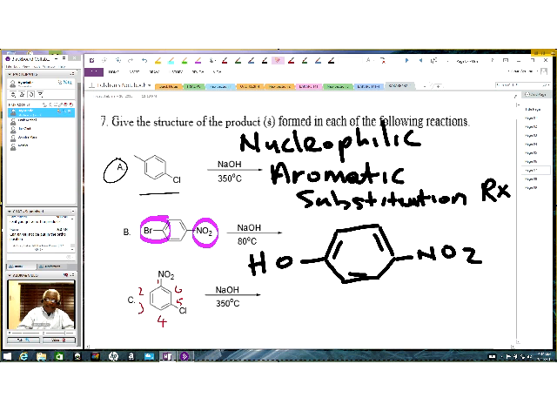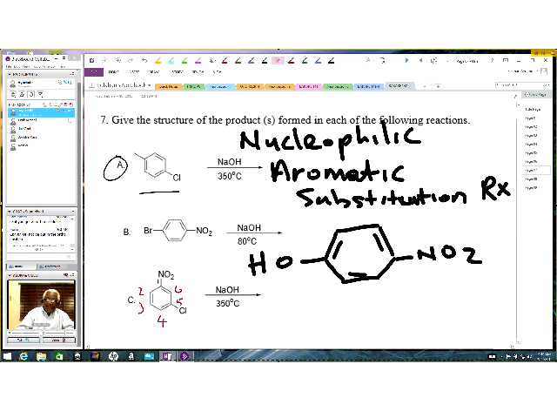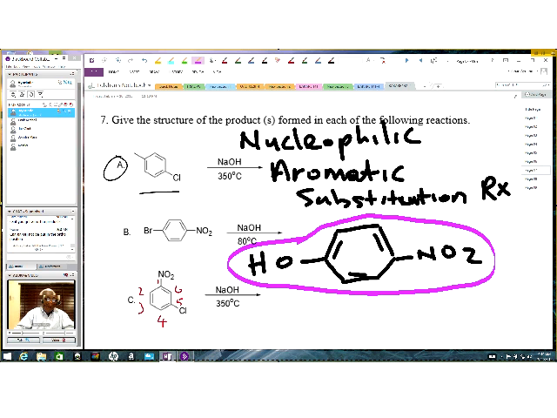So in this particular instance, the product of this reaction is this here. So take all of this out. So the product of this reaction is this one right here. Okay? That's the product for B. Because all we are doing is simply replacing the bromine atom with a hydroxy group.